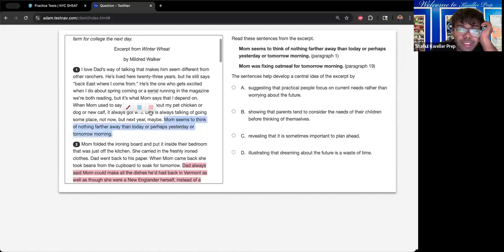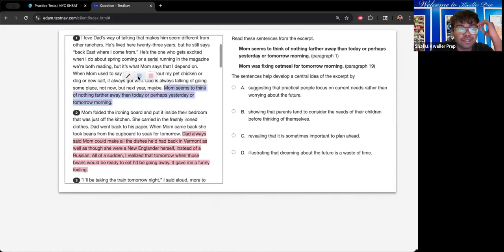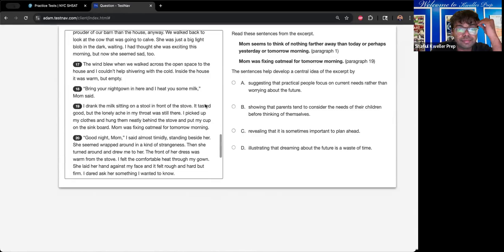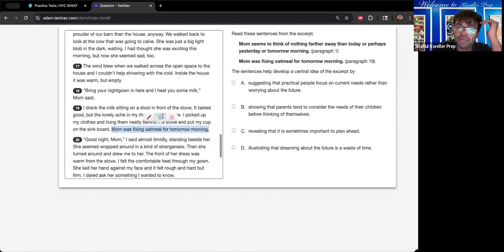Okay, so this is telling us how our mom feels. Mom was fixing oatmeal for us tomorrow morning. Let me put this in blue, actually. What does it say there? Paragraph 19. Mom was fixing oatmeal for tomorrow morning.